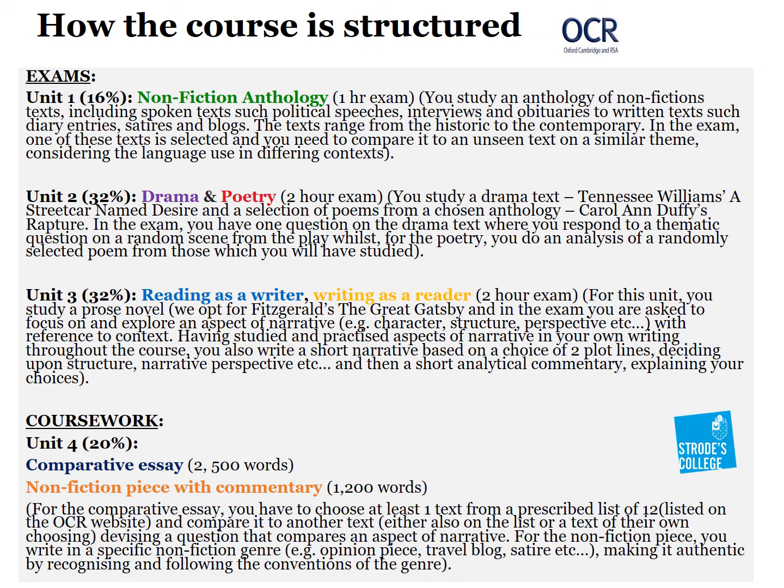As for the coursework, there are 2 pieces of coursework: a comparative essay and then a non-fiction piece with commentary. For the comparative essay, you have to choose at least 1 text from a prescribed list of 12, which are listed on the website, and compare it to another text, either also on the list or a text of your own choosing. And you devise a question that compares an aspect of narrative. For your non-fiction piece, you write in a specific non-fiction genre, e.g. you could choose an opinion piece, a travel blog, a satire, something like that. And then you make it authentic by recognising and following the conventions of the genre.